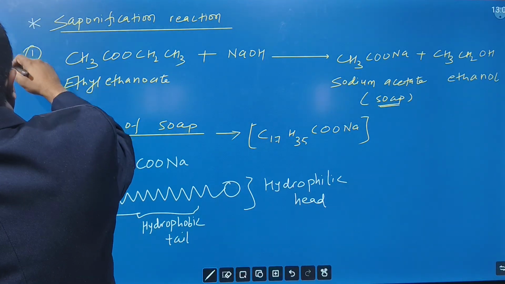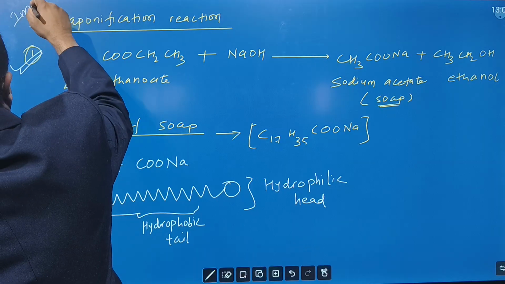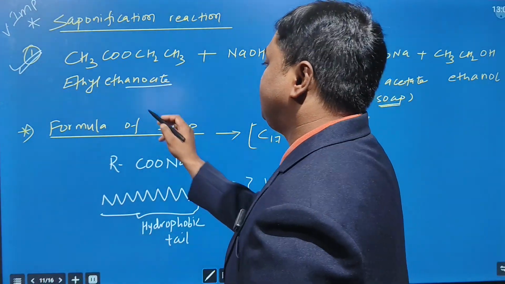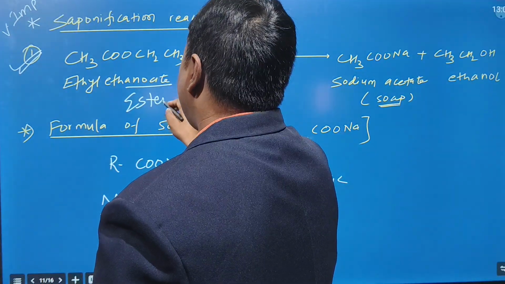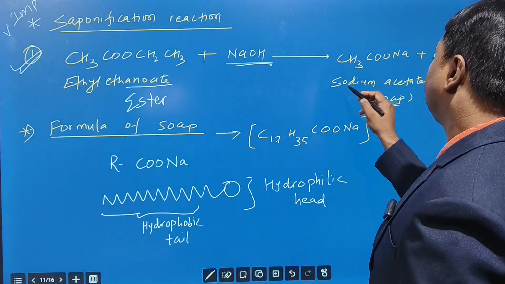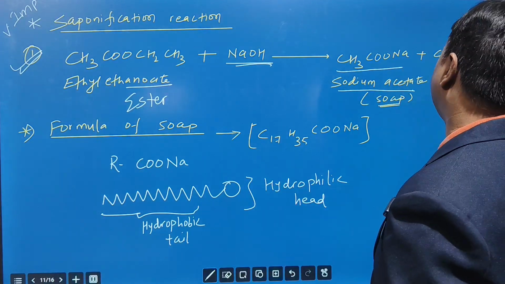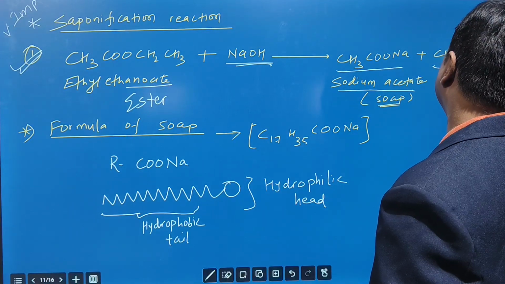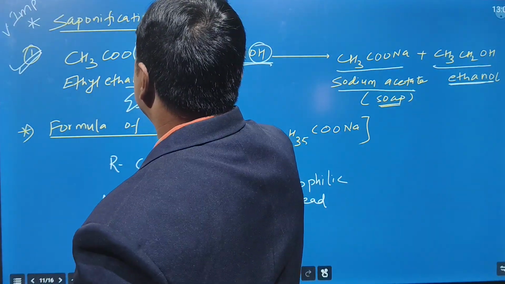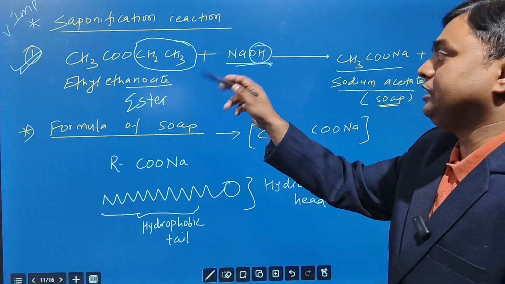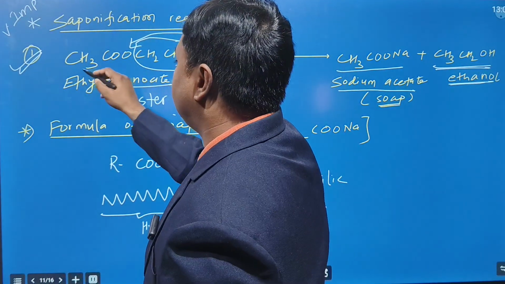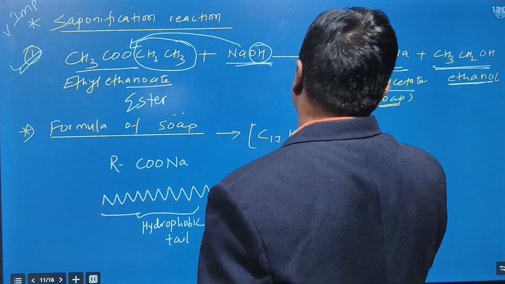Saponification reaction. This is also a very important reaction, an expected question. So what happens? Ethyl ethanoate, which is an ester, combines with NaOH. What will form? Sodium acetate, CH3COONa, plus CH3CH2OH, that is ethanol, is formed. Try to understand: this OH and this part, CH3CH2, form CH3CH2OH, ethanol, and this Na will come and attach here. So CH3COONa is formed.